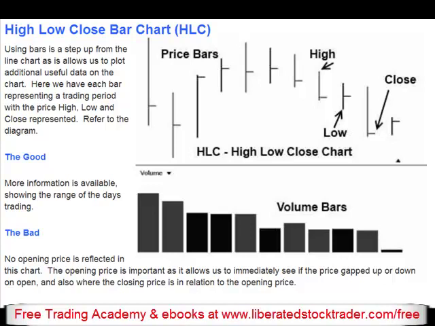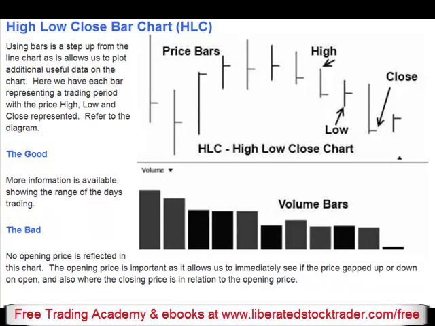The high-low close bar chart, HLC. Using bars is a step up from the line chart, as it allows us to plot additional useful data on the chart. Here we have each bar representing a trading period with the price high, low and close represented.